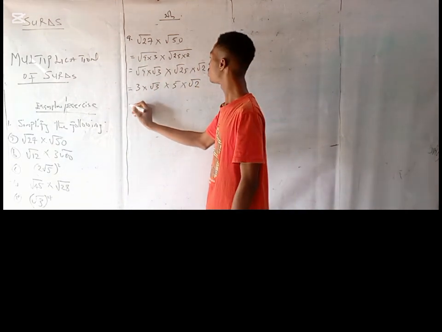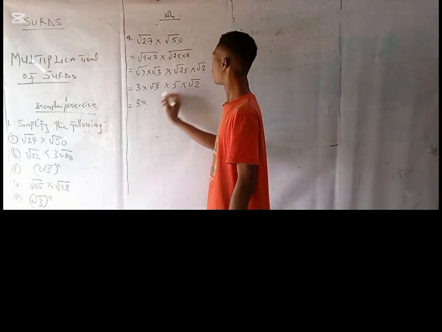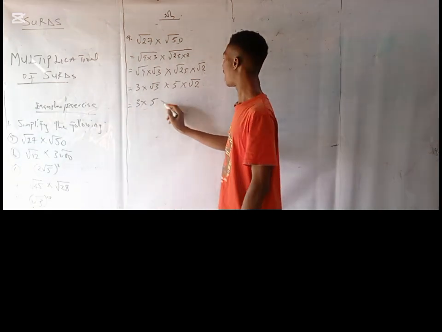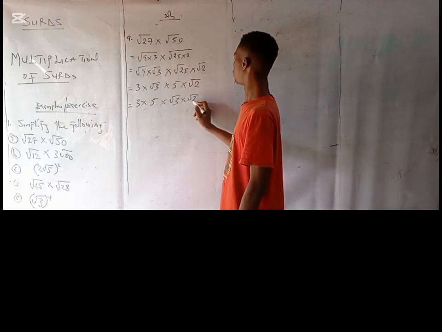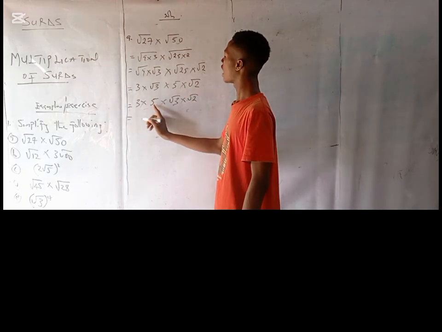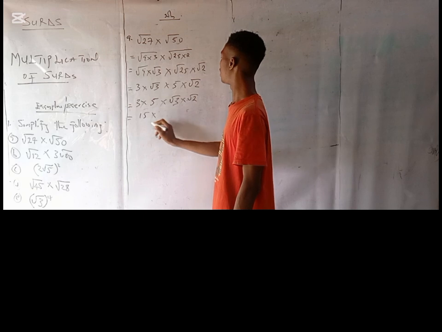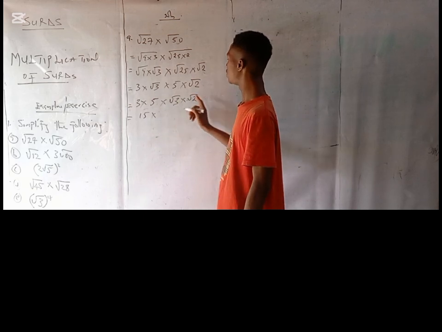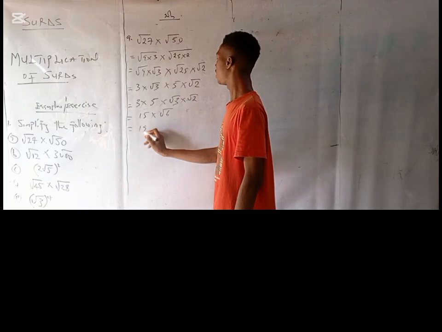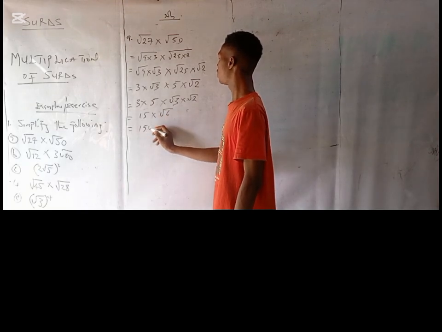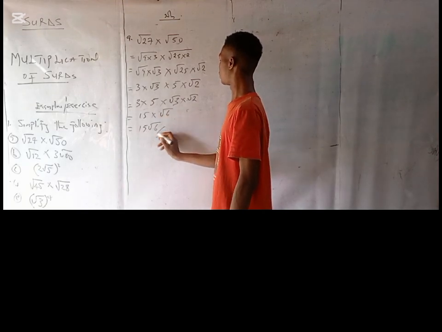So this is equals to what? You say 3 times 5, that's the whole number there, times the surd there, root 3 times root 2. Which is equals to 3 times 5, 15, times root 3 times 2, which is root 6. Altogether we have 15 times root 6, we have 15 root 6. That is the answer.